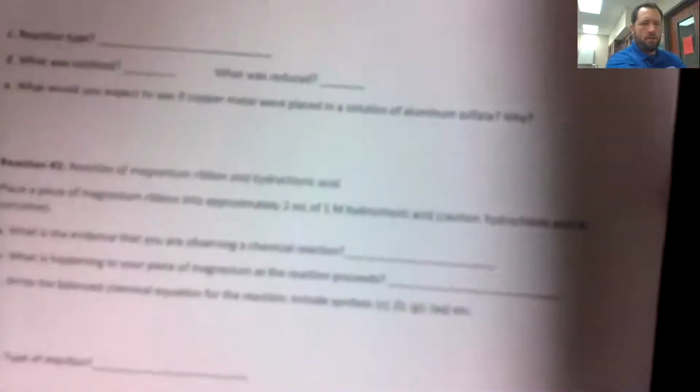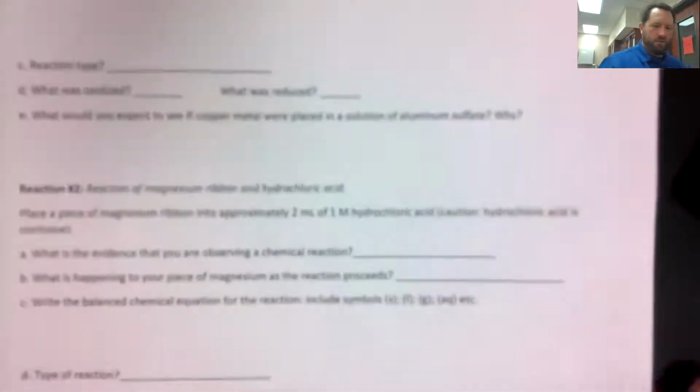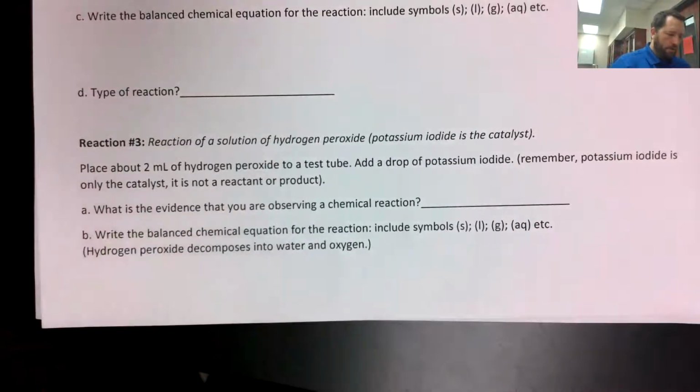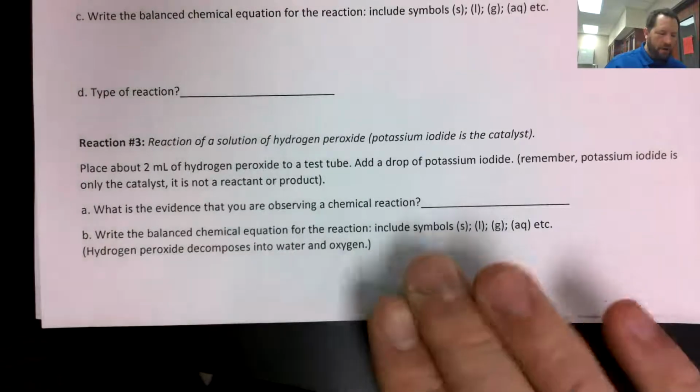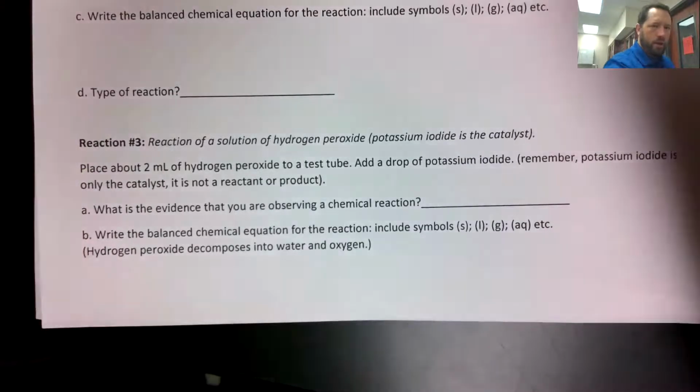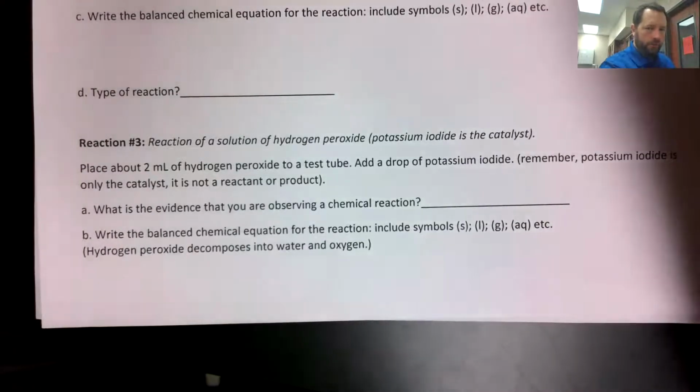All right, so reaction number 3, again, what type of reaction did we just win? Hydrogen peroxide was the only thing we had. Yes, we had a potassium iodide, but that only speeds the reaction up. It isn't actually a part of the reaction itself. So don't include that. Just one thing, AB, arrow.